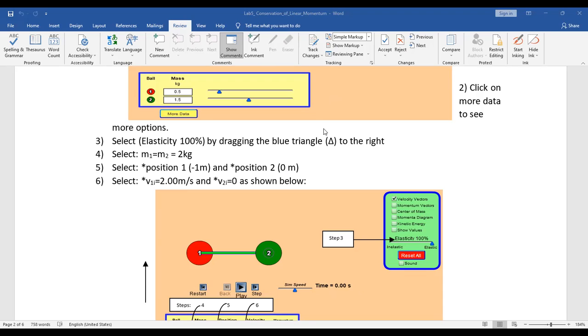And what else do we need to do? Select M1 and M2 as 2 kilograms. We have to set 2 kilograms, 2 kilograms. Enter. This is 2 kilograms. Enter. And then the next step.